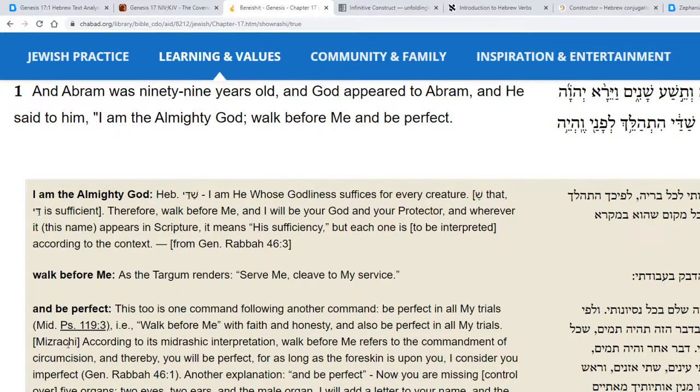Mizrahi is a commentary on Rashi. I'm not sure. According to this Midrashic interpretation, walk before me refers to the commandment of circumcision, and thereby you will be perfect. For as long as the foreskin is upon you, I will consider you imperfect. So that's the Genesis Rabbah.